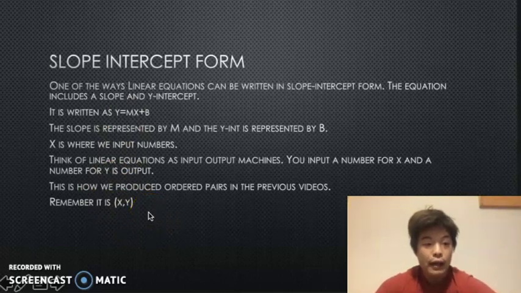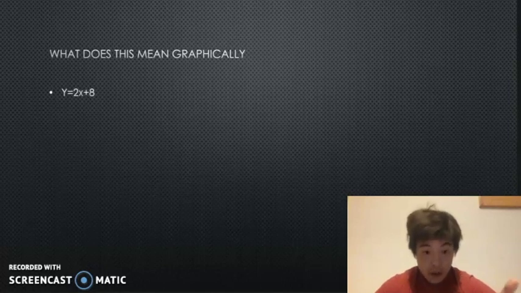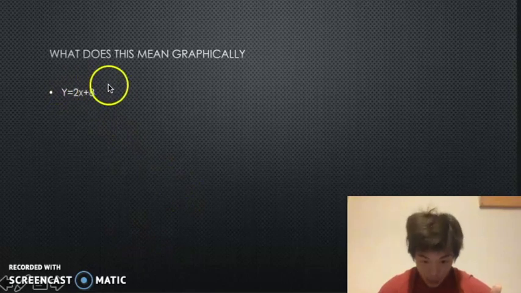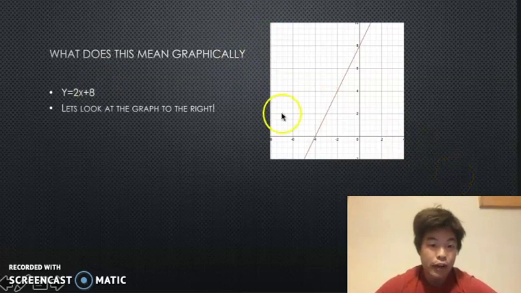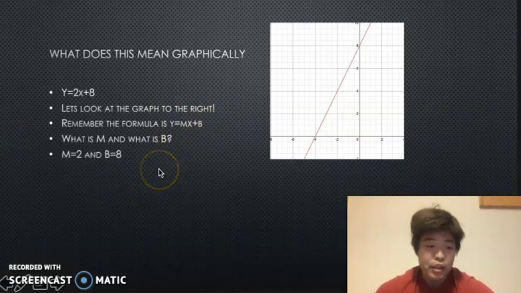So let's look at a graph. We have the equation y equals 2x plus 8. Immediately you should be able to identify that the slope is 2 and the y-intercept is 8. So let's look at what that means. We have the graph here, which shows y equals 2x plus 8. And remember, the formula is y equals mx plus b. m is the slope and b is the y-intercept. So what is m and what is b? m equals 2 and b equals 8.